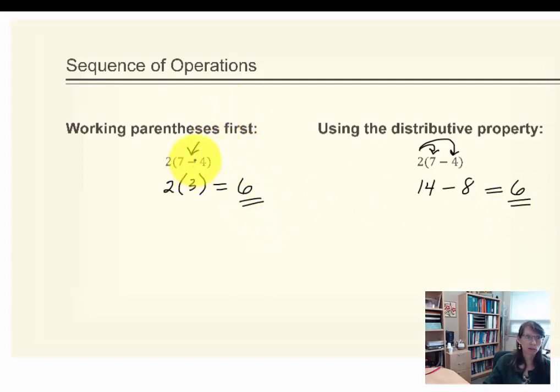So if you prefer to work with the simplifying of parentheses first, that's fine. Or if you want to go directly to the distributive property, that's also fine. You will get the same answer.